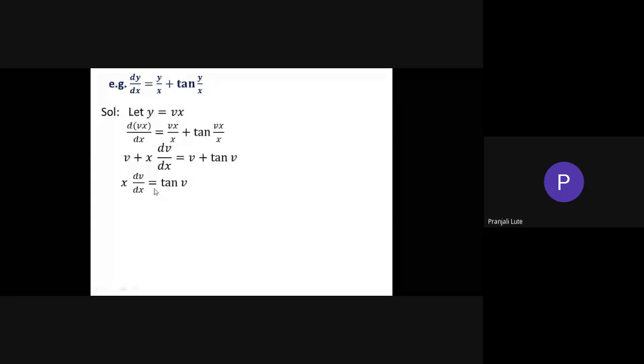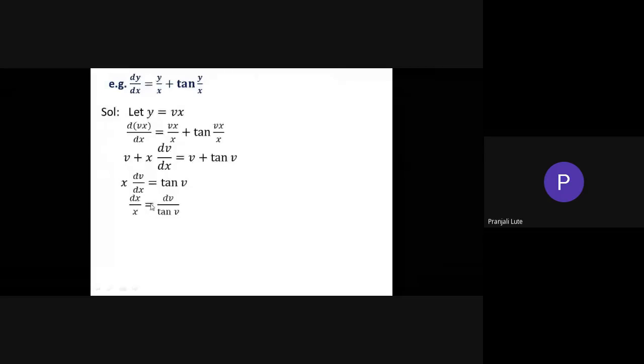Then again, same thing we have to do here. We have to separate the variable. Without separating the variable, it is not possible to find the solution of that differential equation. So how to separate the variable? We have to shift tan v to the left hand side, and shift dx upon x to the right hand side. So that will be dx upon x equal to dv upon tan v.